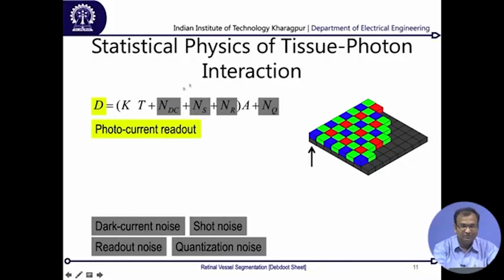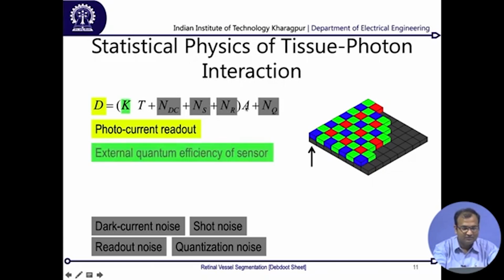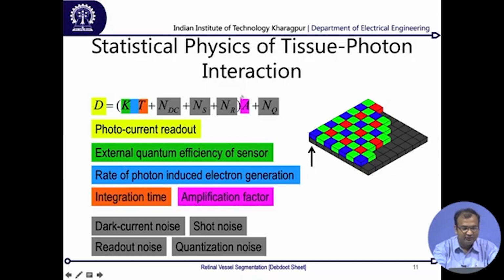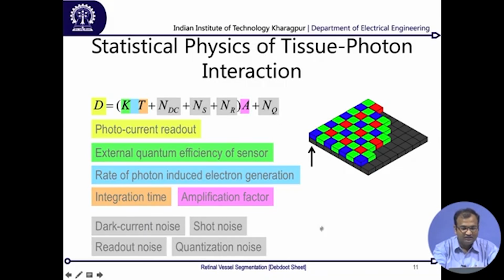So, this is what comes down as a very basic model of photon to electron pair generation, and then digital readout sensing from an electronic sensor. Now, on this kind of a system, apart from the noises, you would have an external quantum efficiency of the sensor, then a term which is the rate of photon induced electron generation rho, then an integration time t, and an amplification factor A.